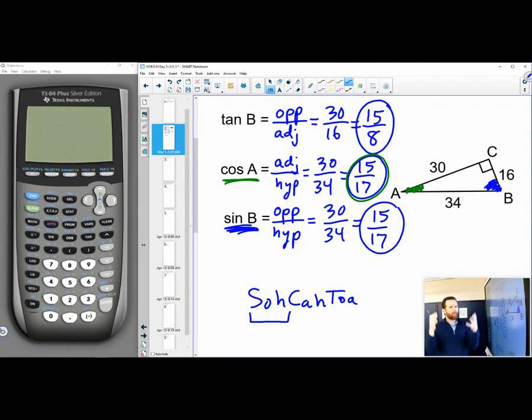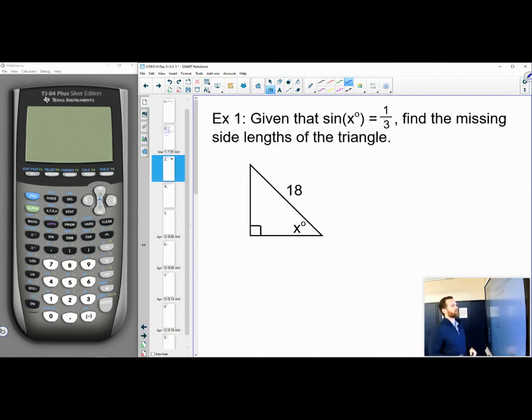All right, so now that we remember all that stuff, we pulled SohCahToa and sine, cosine, and tangent back to the front of our brains. Let's take a look at example 1. Example 1 says, given that sine of x degrees equals 1 over 3, find the missing side lengths of the triangle.